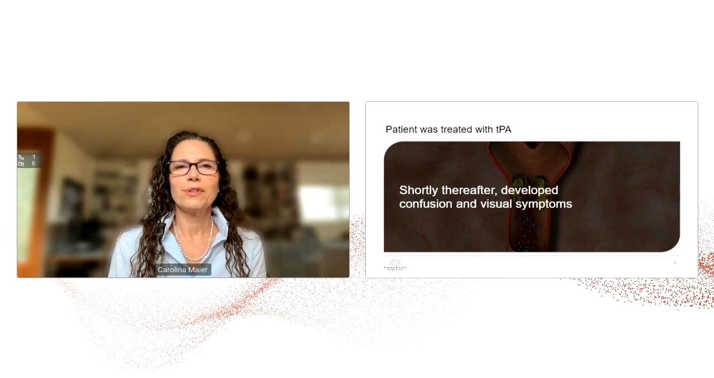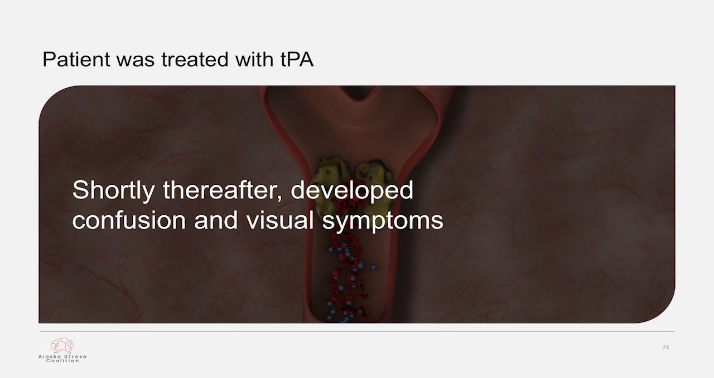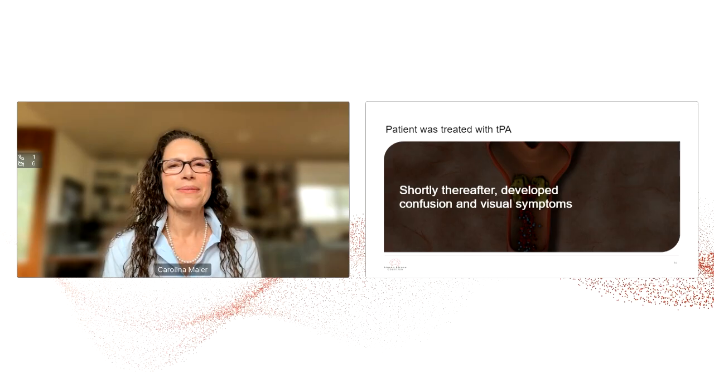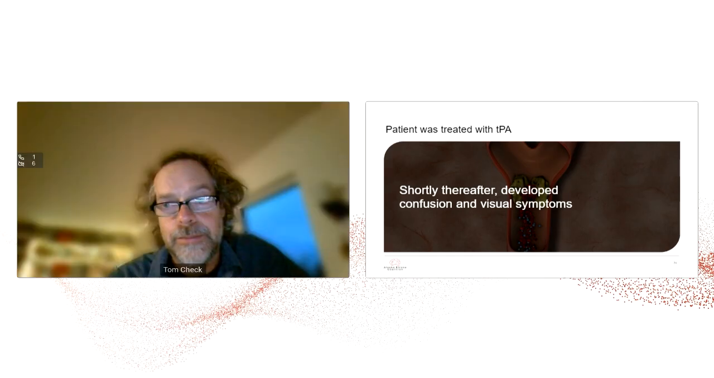Shortly thereafter, she developed confusion and visual symptoms. So at this point, what is your differential diagnosis? What would you do next? Well, stroke is high on the list, but atypical migraine is also a possibility for this patient. Yeah. Okay. I think that you're on the right track here.